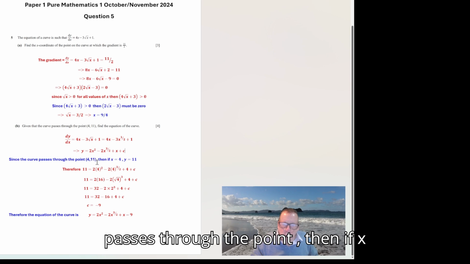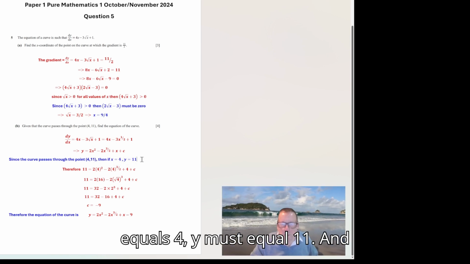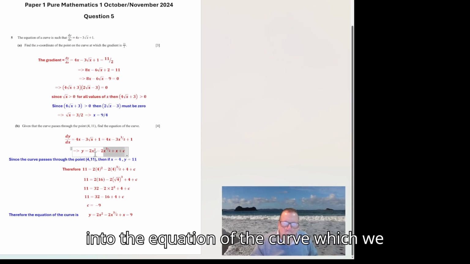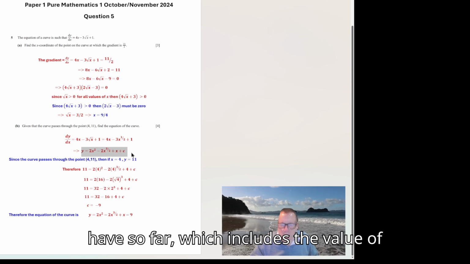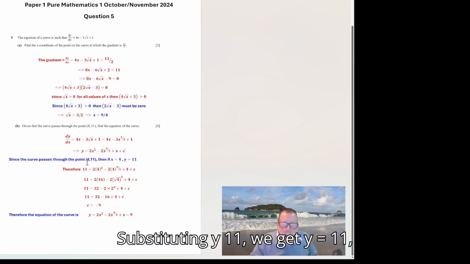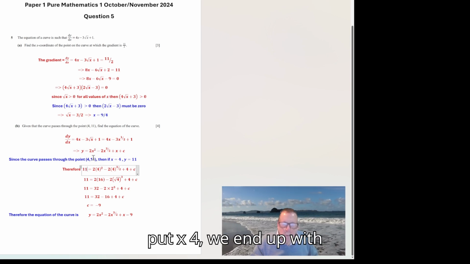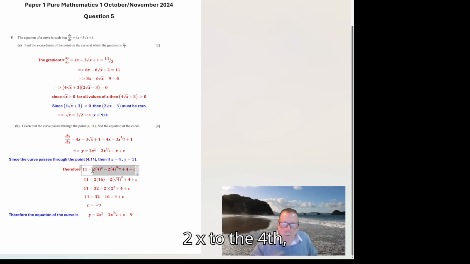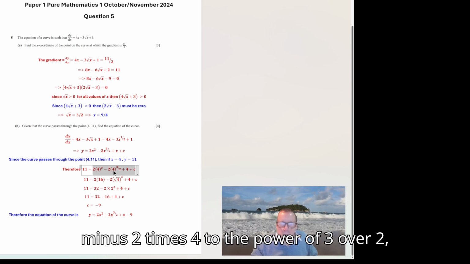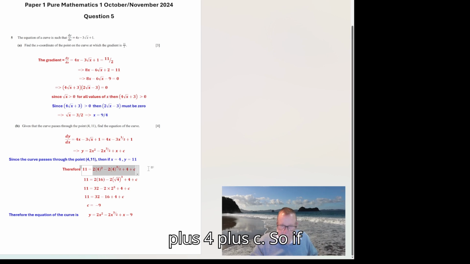Since the curve passes through the point 4, 11, then if x equals 4, y must equal 11. And we're going to substitute these values into the equation of the curve which we have so far, which includes the value of c. We need to find c. Substituting y equals 11, and x equals 4, we end up with 2 times 4 squared, minus 2 times 4 to the power of 3 over 2, plus 4 plus c.